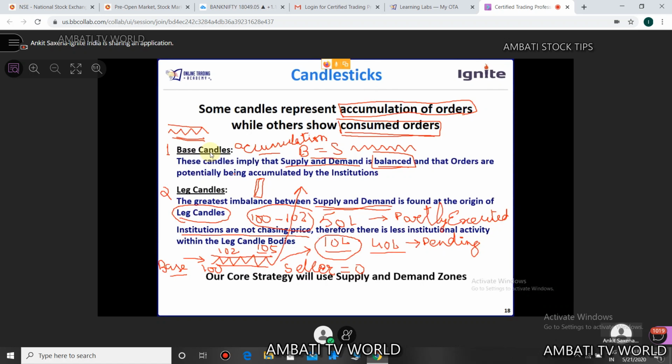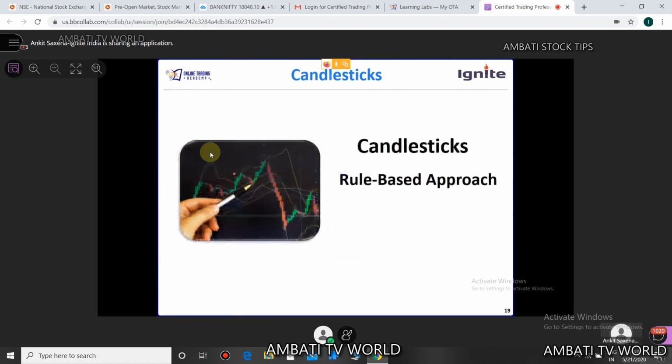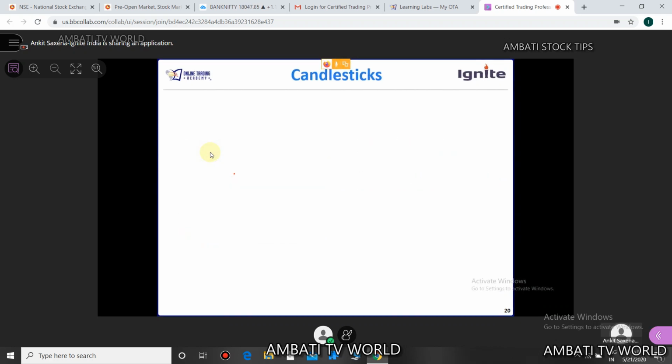Okay, now let's see candlesticks here. And yes, Jayaprakash ji, you can use it for international markets as well. In international markets as well, it's the buyers and the sellers only, right?